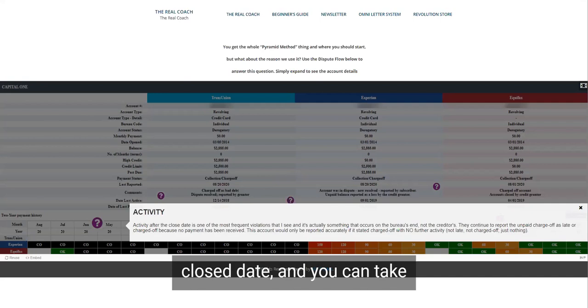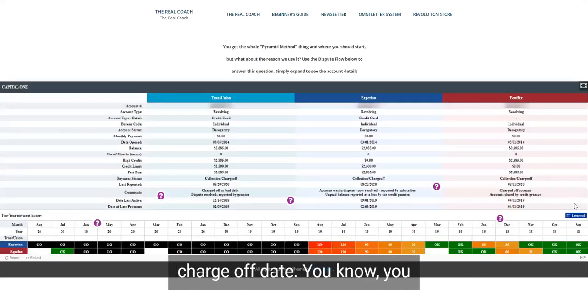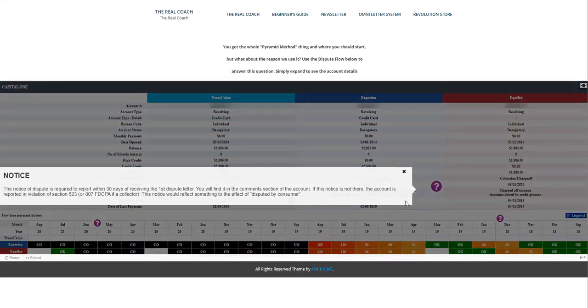So by reporting on there, it's a violation for continuously reporting activity after the close date. And you can take the close date as being the charge off date. You don't have to specifically know it, but if it looks like this, then that's incorrect. Okay. And then lastly, we have the notice of dispute.